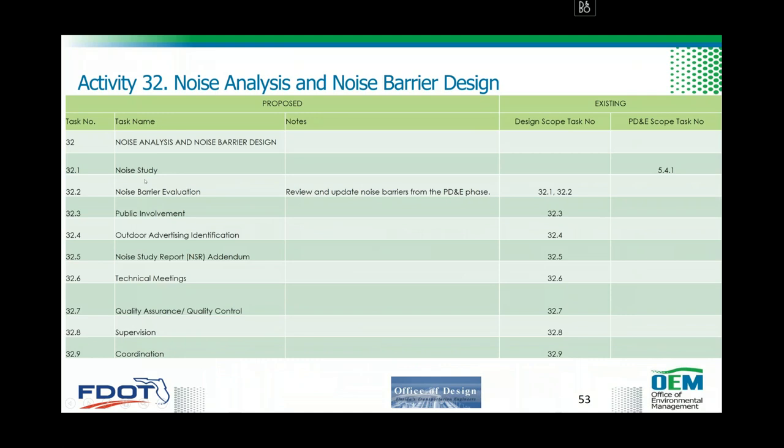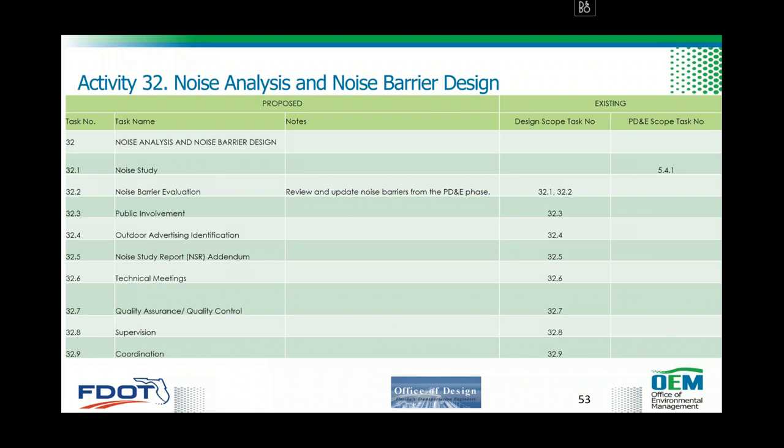The noise analysis will comprise the noise study, mainly from PD&E, to support development, or determination, of reasonable and feasible noise abatement barriers. And then 32.2, which is the noise barrier evaluation, we have to do this past 60% design plans in case we missed some building permits between when we completed the noise study and when the NEPA document was approved. So that's the federal regulation 23 CFR 772 that requires us to do that. We'll continue to do that.